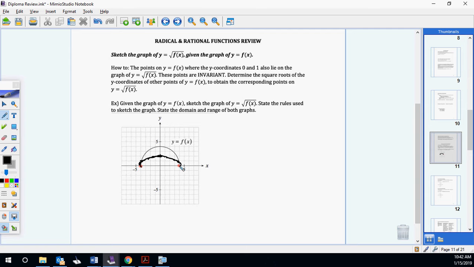So f of x has a domain of what? Yeah, the original. Yep, so -4 to 4. And the range, greater than 0, less than 4.